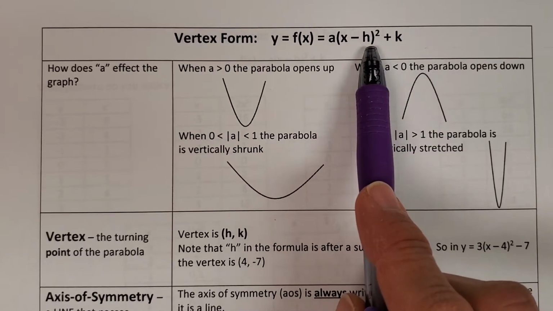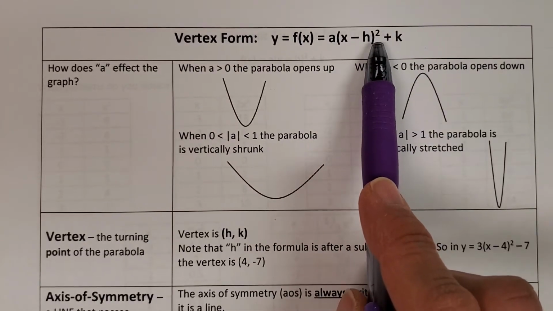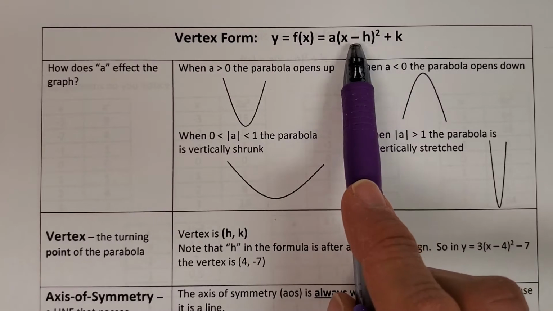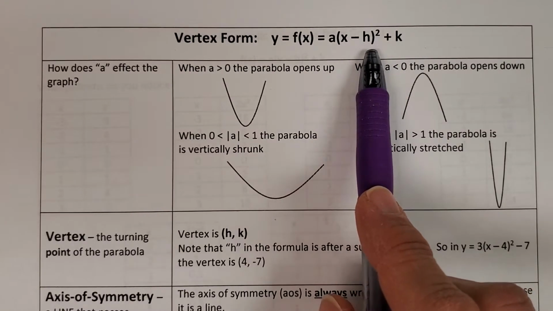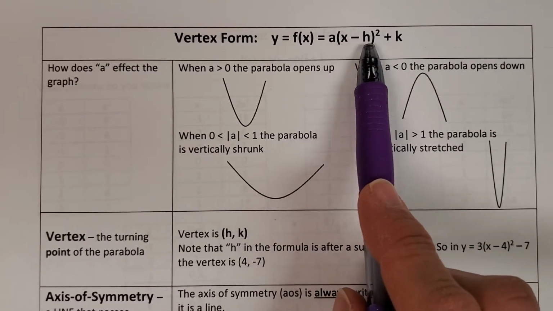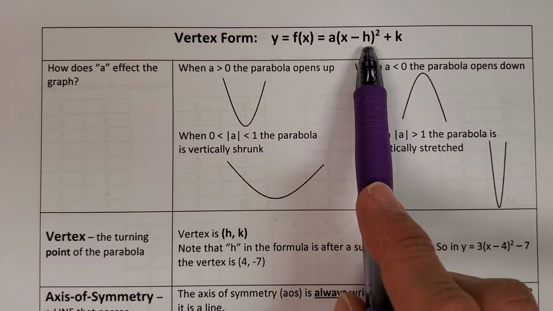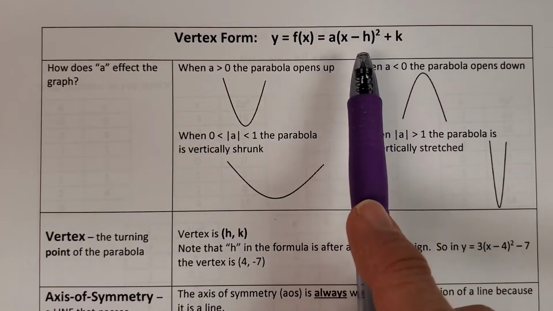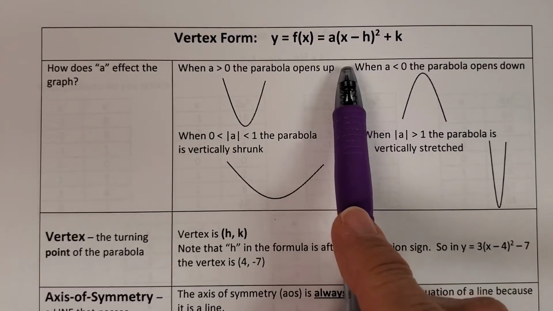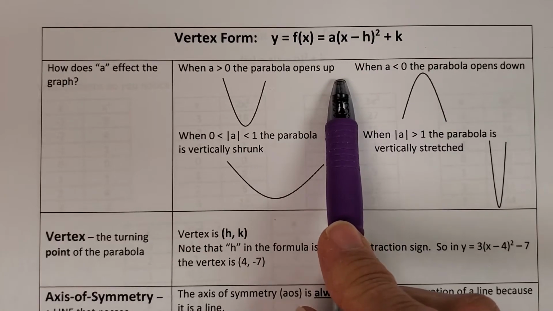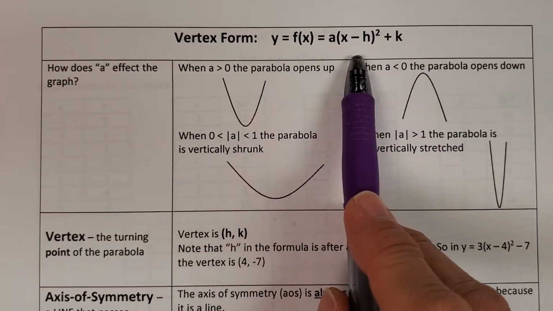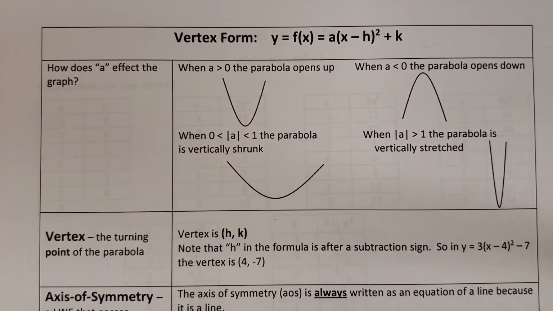Notice that the X minus H is in the parentheses and outside it's squared, and notice that it says minus H. So if H is 3, it's going to say minus 3. If H is negative 2, it's not going to say minus and negative 2. It's just going to say plus, because minus and negative is plus. So we'll talk about that a little bit more later. But our goal today is to be able to look at the graph and write the function. That's our goal. But we're going to go over some things first.